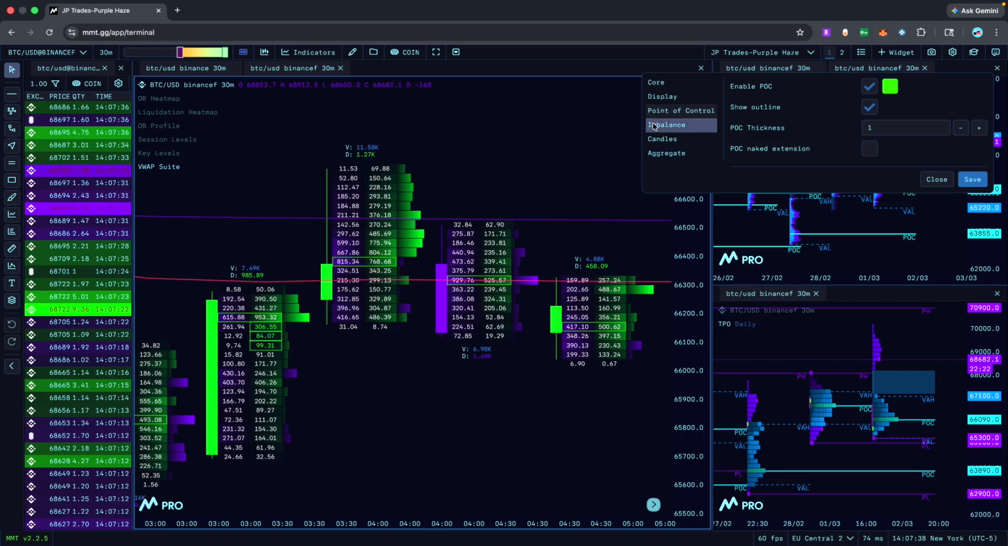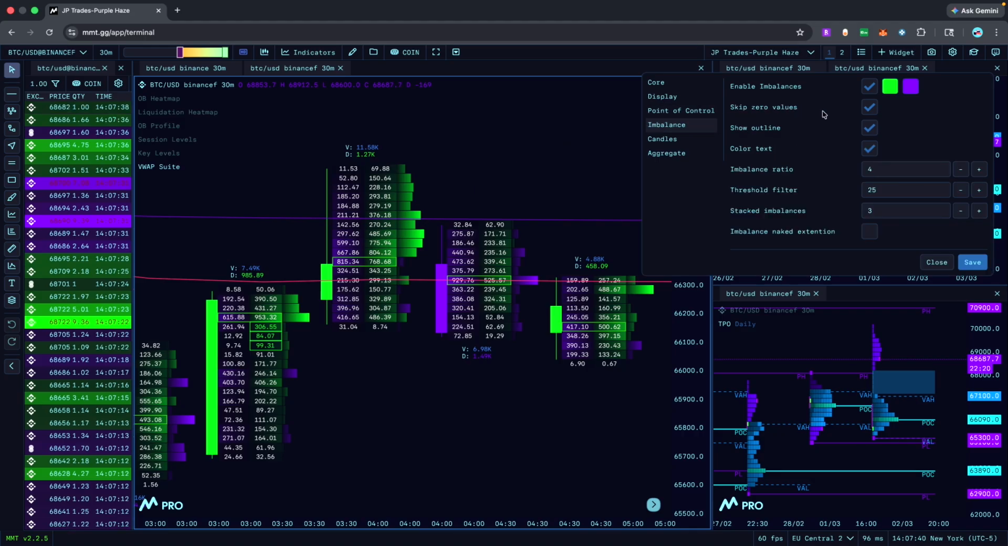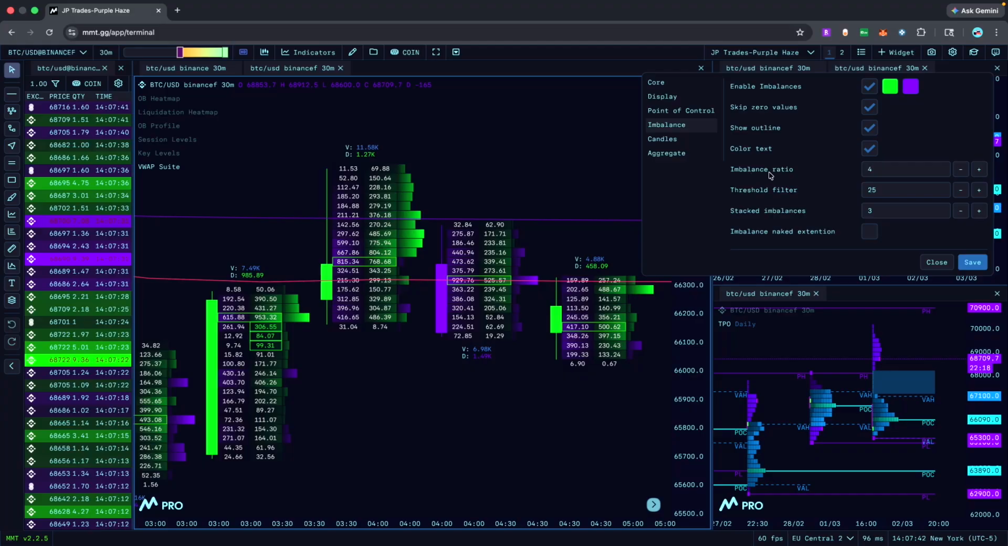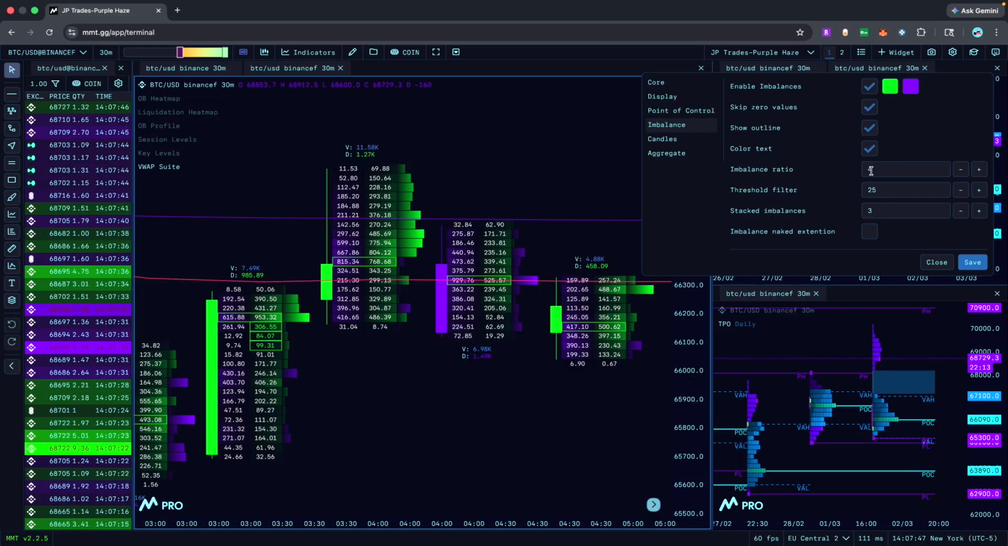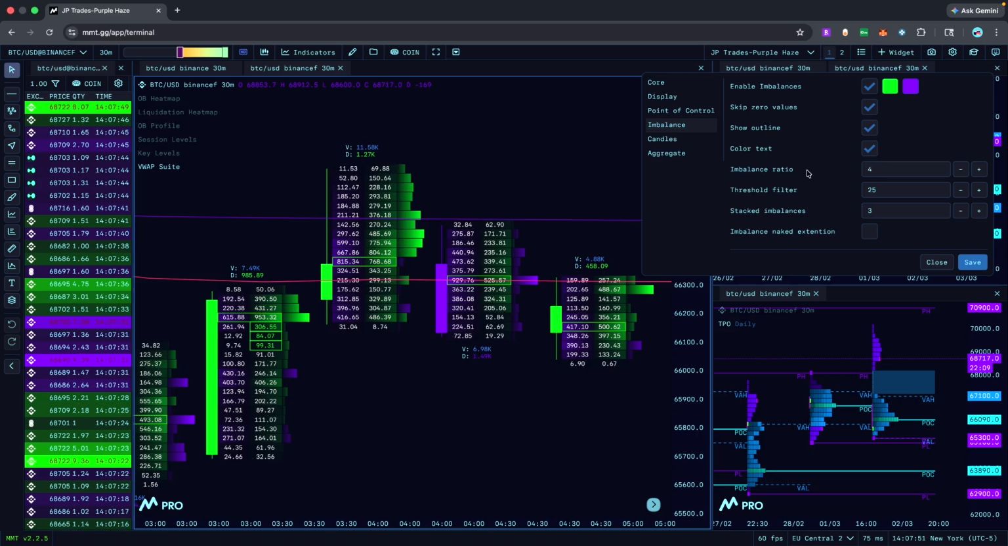Now, under imbalances, we use a ratio of 4. That means one side must trade at least 4 times the volume of the other side at that price level before we get this highlighted. This keeps weak asymmetry from distracting us.